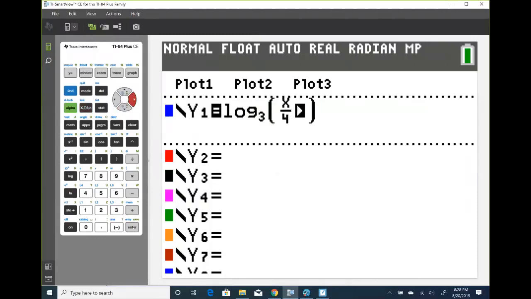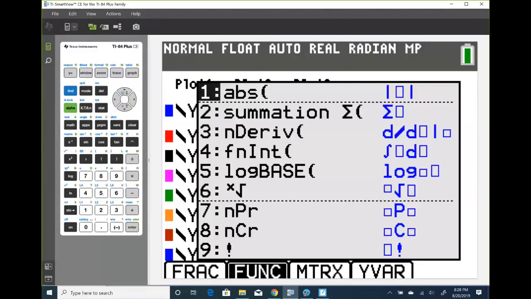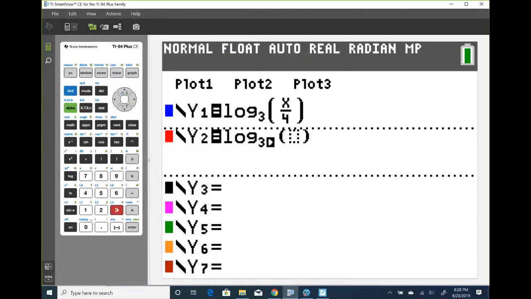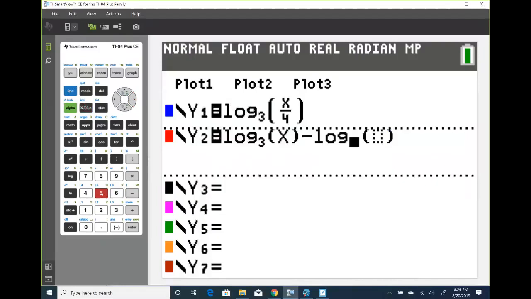And I'm going to hit enter. And then over here, I'm going to type the right side of that expression, which was log, again, alpha, window. I choose number 5, log base 3. And I think the one that I gave them was probably a true statement. Log base 3 of x minus number 5, log base 3 of 4.